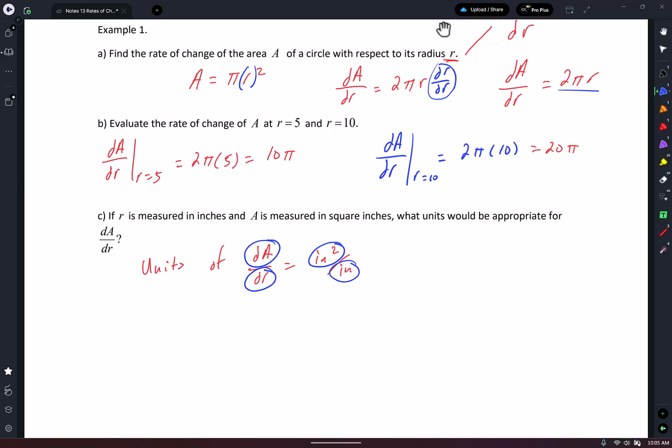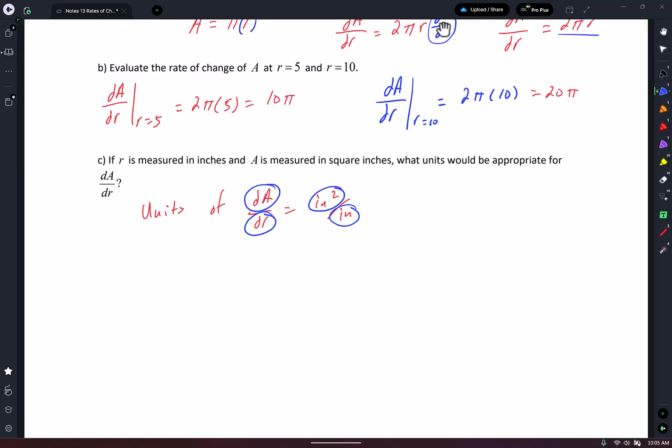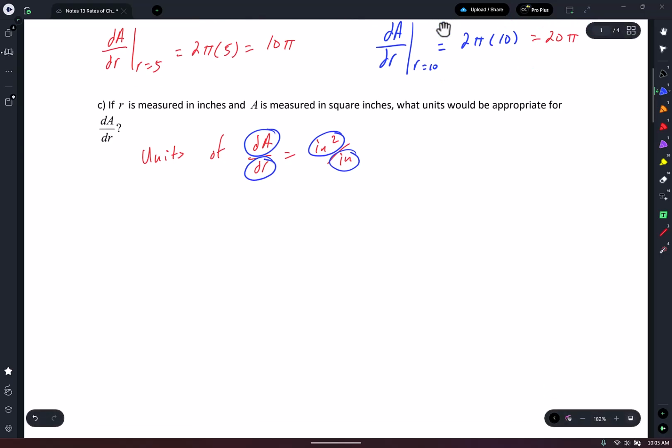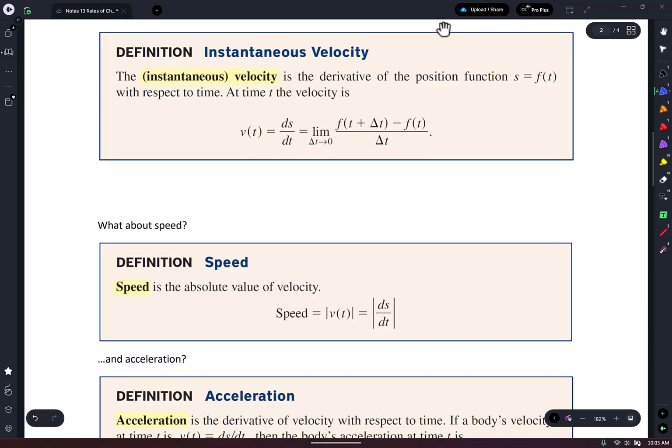All right. Don't cancel. Do we see where we're not canceling? Because we're measuring the quantity change of area per inch of radius, so we're not canceling anything. We're okay, guys? All right. I think we're good, guys. I think we already kind of know this.